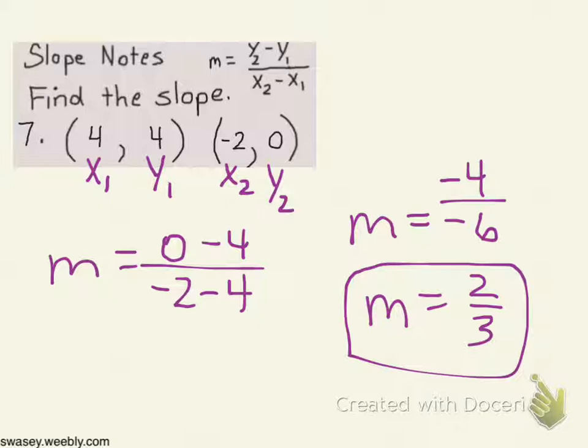Another phrase for slope is average rate of change. So sometimes you'll see that.